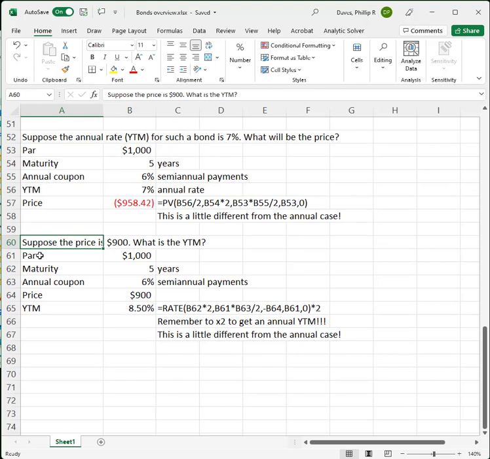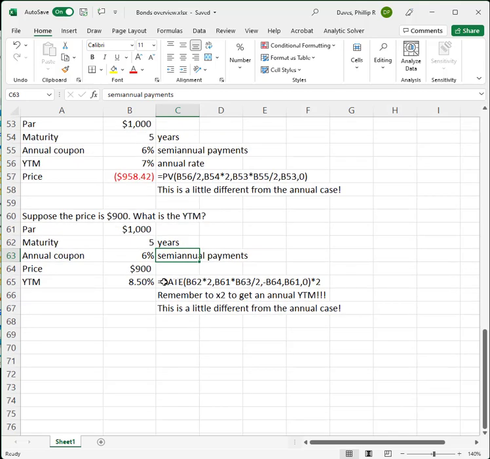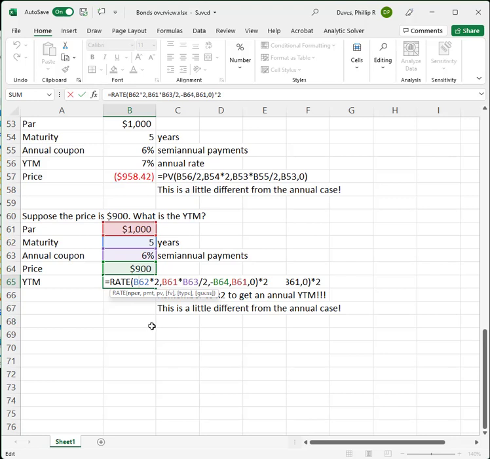So suppose that you have this same bond. We have a $1,000 6% coupon bond with semi-annual payments, so $1,000 par value, 5 years to maturity, 6% annual coupons, but with semi-annual payments. So when we say a 6% coupon bond, what we mean is what are the annual payments, but we note that they are with semi-annual payments. Let's suppose that the price is $900. Then what's the yield to maturity? Well, let's talk about this for a second.